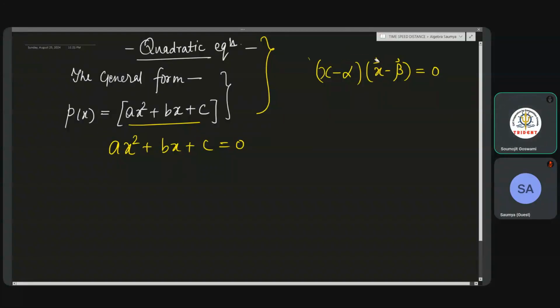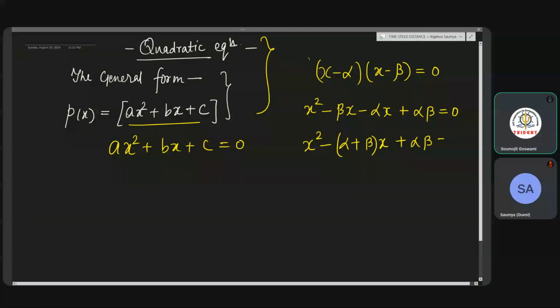I'm just going to multiply the x's individually, and then the alpha and all that. So I'm writing it over there. This is going to be x squared, minus beta x, then minus alpha x, and minus of minus is positive, so plus alpha beta, equals 0. Now if I interchange the terms, it doesn't matter. If I take the negative common, you will see x squared minus (alpha plus beta) x plus alpha beta. Okay. Now there are two things that I want you to pay attention to.